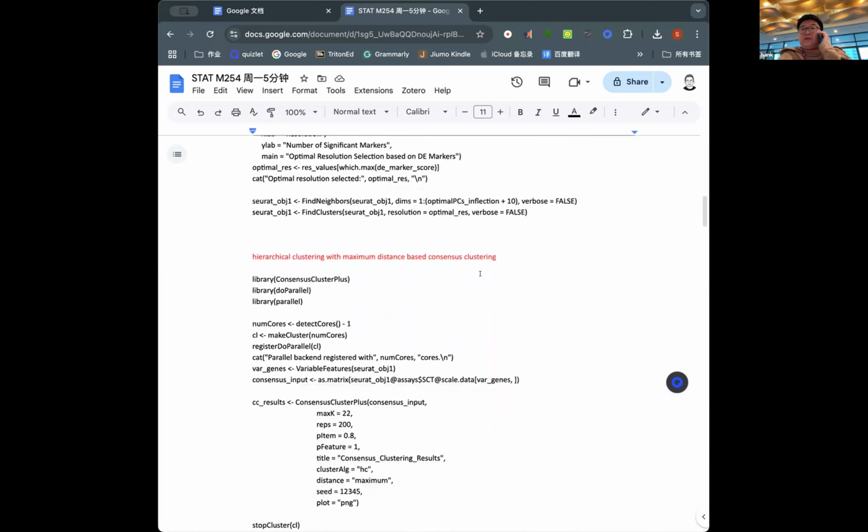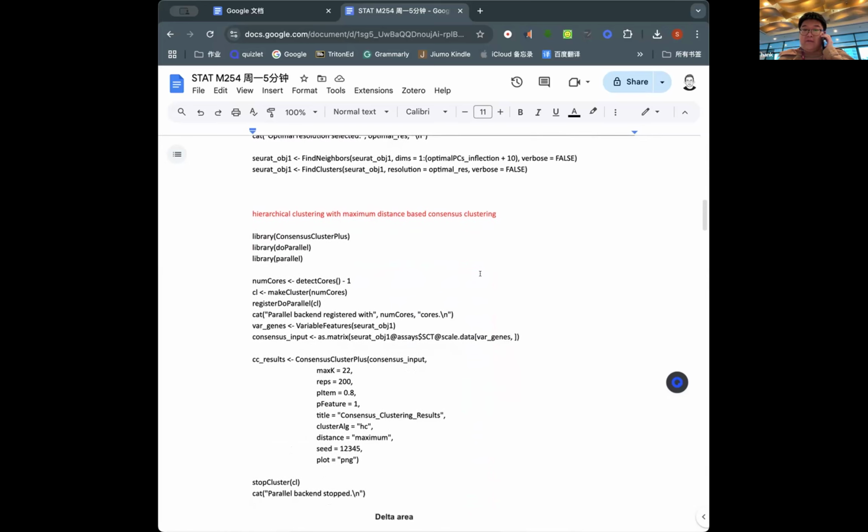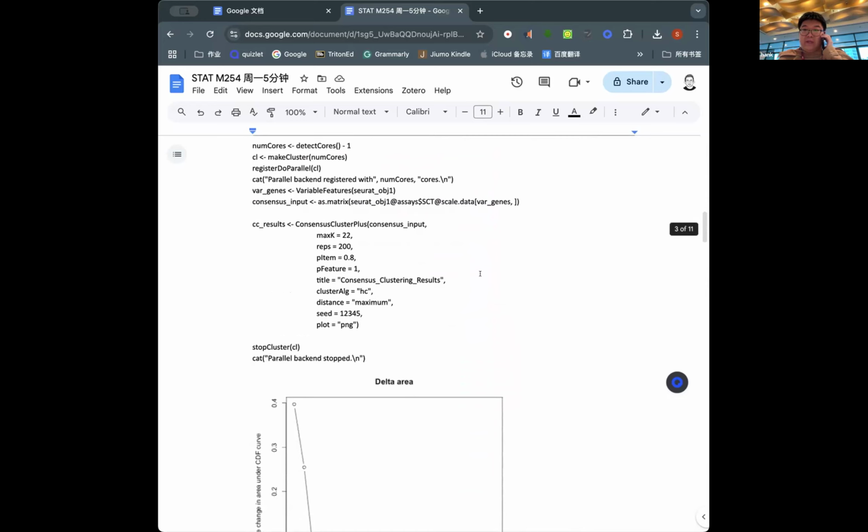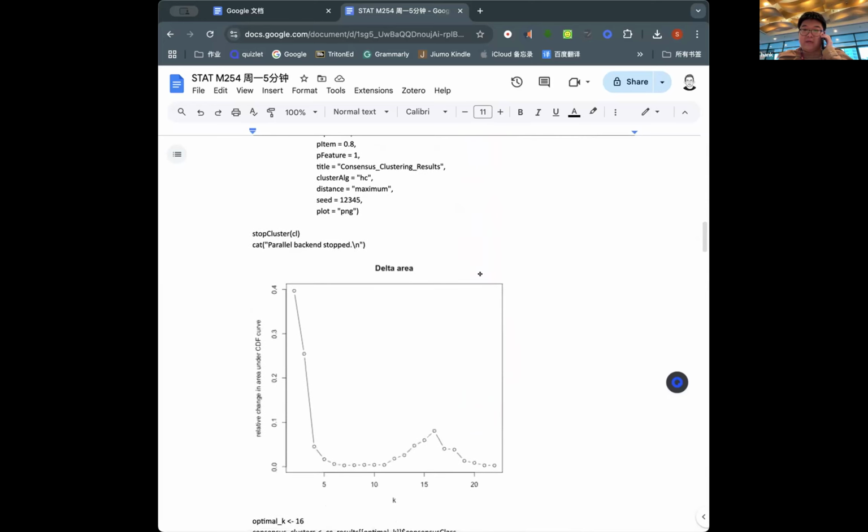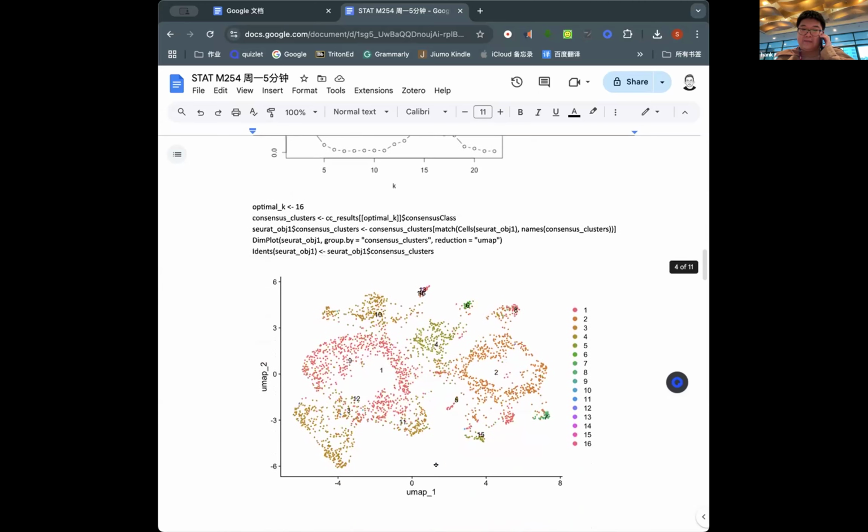But then I also tried selecting the resolution to maximize the number of markers for clustering. But the final version I'm currently sticking to is I use hierarchical clustering with maximal distance-based consensus clustering for determining the clusters myself. And this is the plot. So I only use the first dataset as the illustration here. The procedure that I carry out is very similar for the first two datasets. So as this plot shows, for the first dataset, I determined that 16 clusters might be the best number. And this is my visualization with the UMAP.